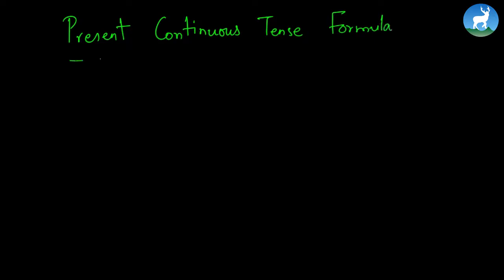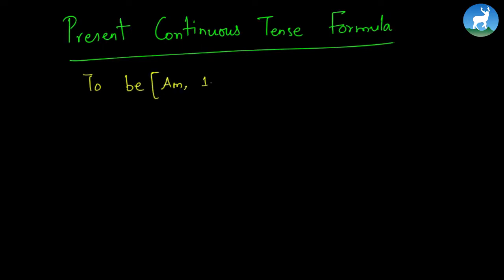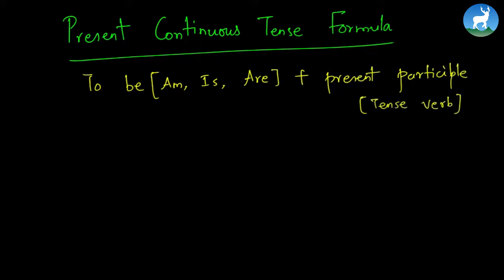Once again, let me rewrite the present continuous tense formula. And the formula is pretty simple. It is to be verb, that is am, is, or are, followed by a present participle, which is actually a verb. So let me write one more example.